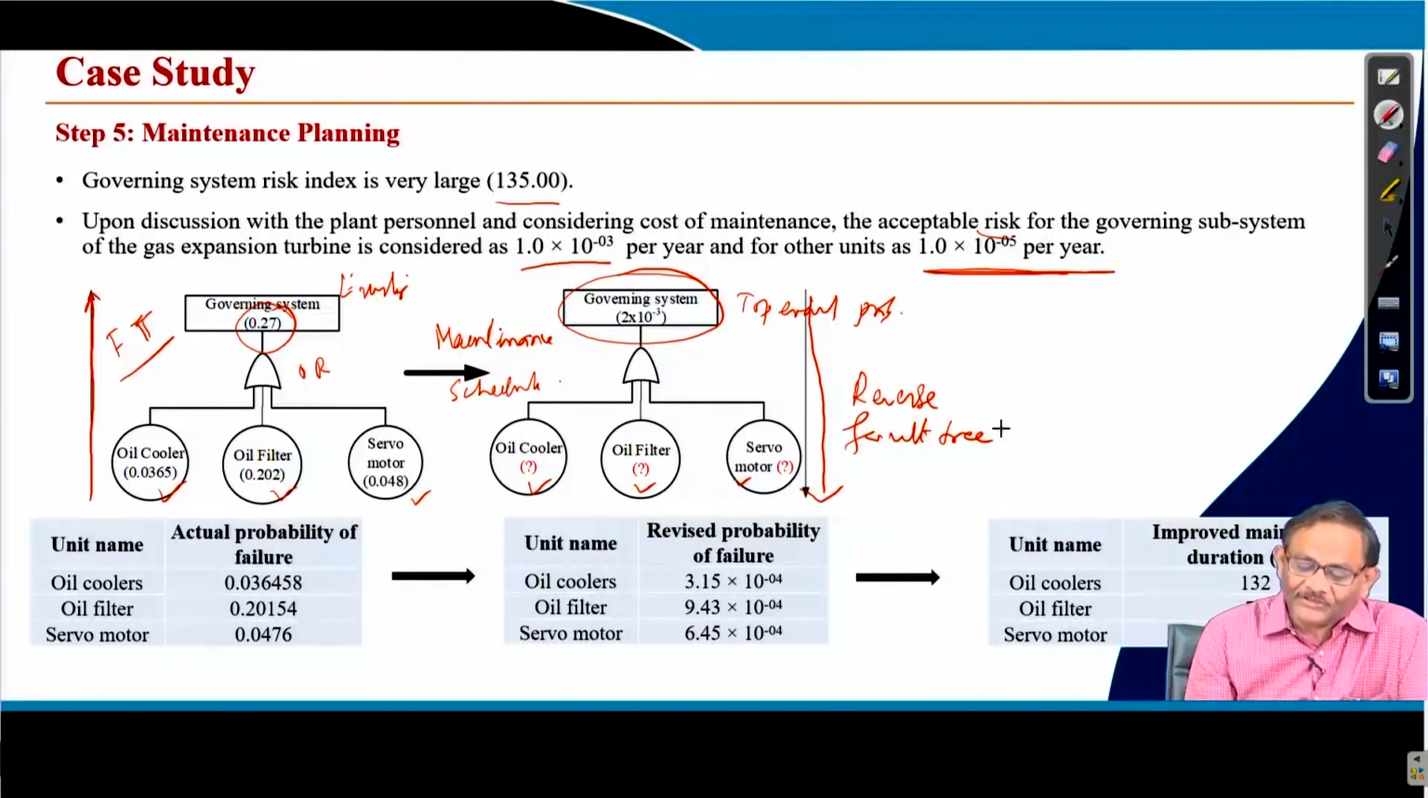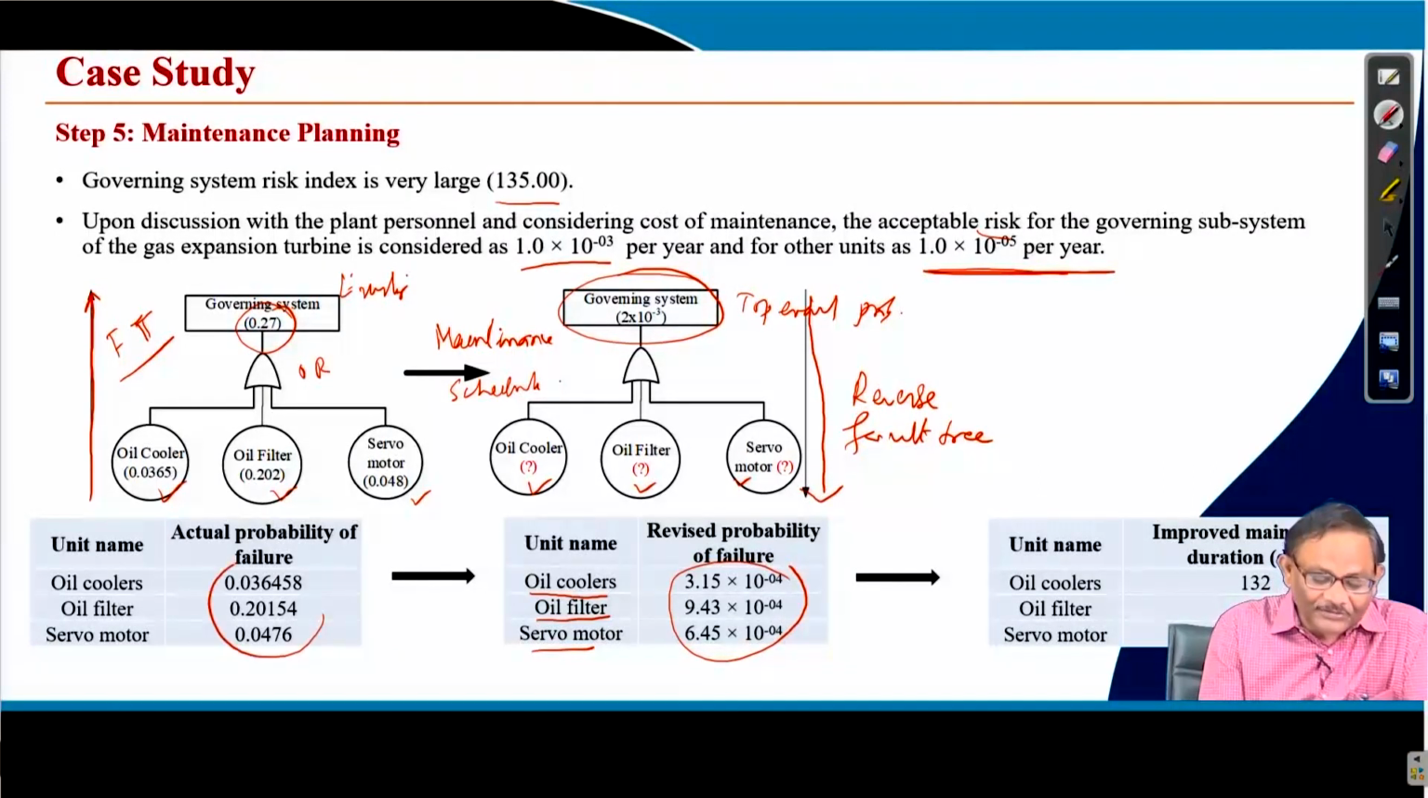So you just think that yes, some kind of simulation is done, and then ultimately you come to the conclusion that your individual failure probability for the oil cooler, oil filter, and servo motor should be this much. So 0.0365 should be reduced to 3.15 into 10 to the power minus 4. 0.202 should be 9.43 into 10 to the power minus 4. 0.048 should be 6.48 into 10 to the power minus 4.